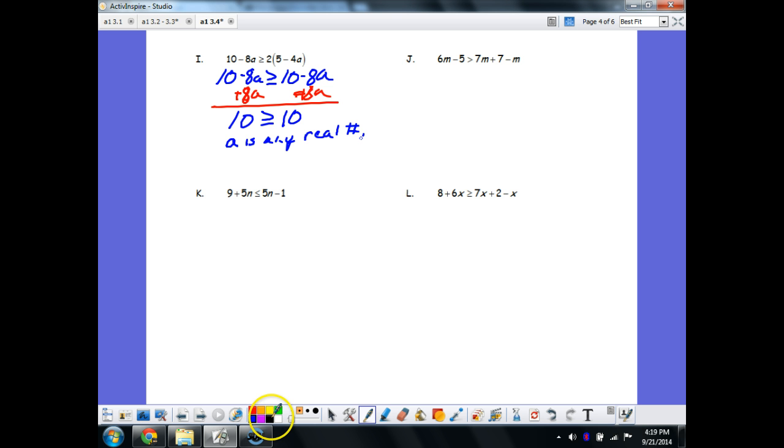A can be anything, and this will always be true. So what that looks like on a number line is we can shade everything all the way to the left, all the way to the right.